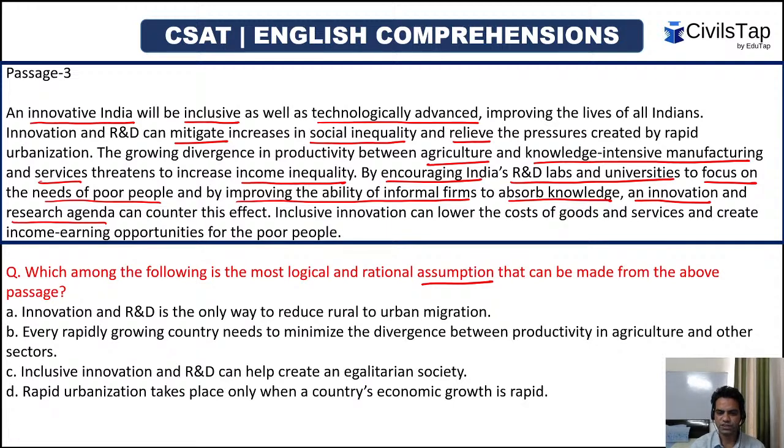Now, inclusive innovation can lower the cost of goods and services and create income earning opportunities for the poor people. So basically what he wants to convey, the central theme, is innovation and R&D, specifically looking at the needs of the poor people. That would lead to inclusive innovation and would lead to reduction of income inequality.